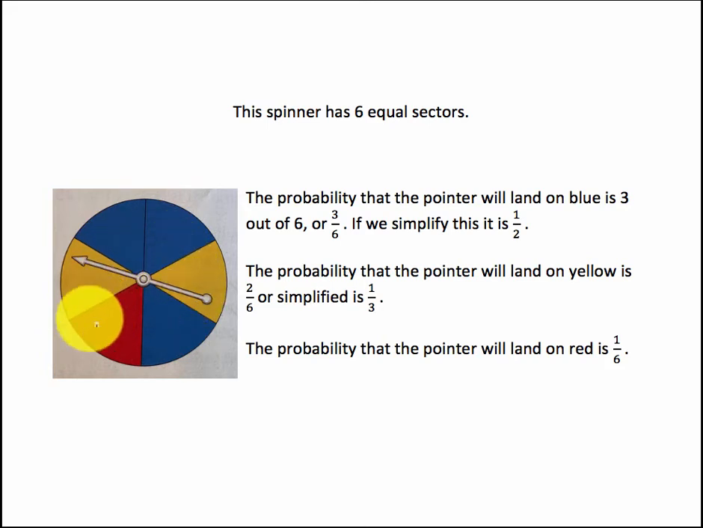And the last one, we have a red here. Well, there's only one red section out of 6, so it's just a 1 in 6 chance that the pointer will point at red, and we can't simplify that any further.